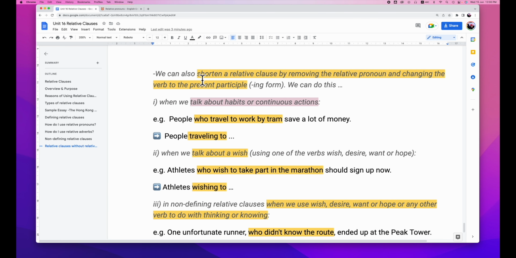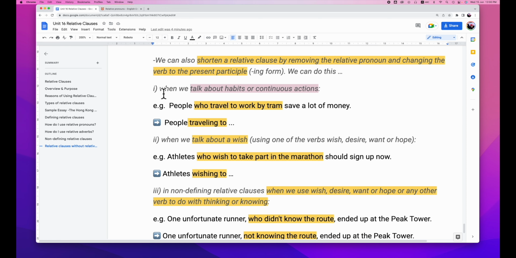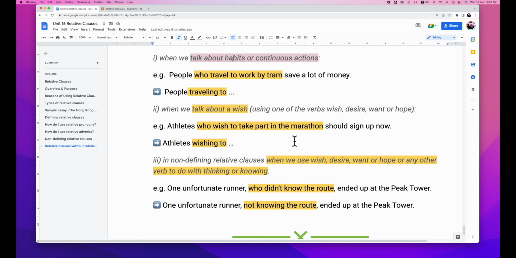We can shorten a relative clause by removing the relative pronoun and changing the verb to the present participle, the ing form. First situation, when we talk about habits or continuous action. People who travel to work by train save a lot of money, becomes: people traveling to work by train. When we talk about wishes: athletes who wish to take part in the marathon should sign up now, becomes: athletes wishing to take part.